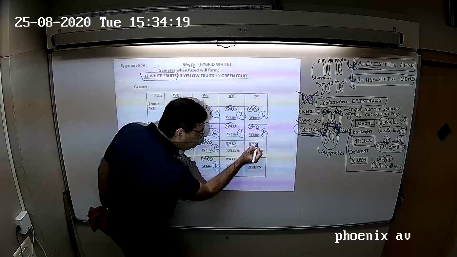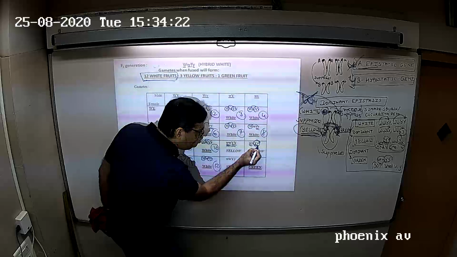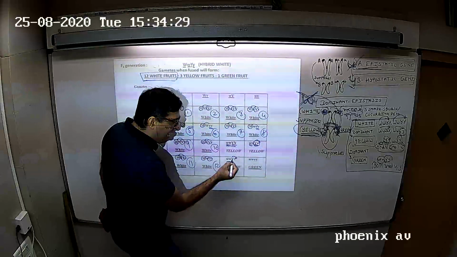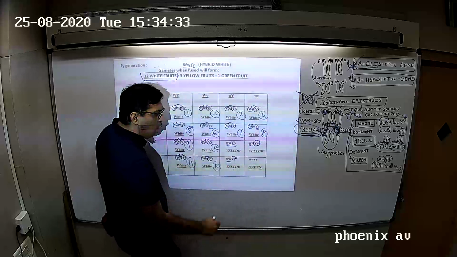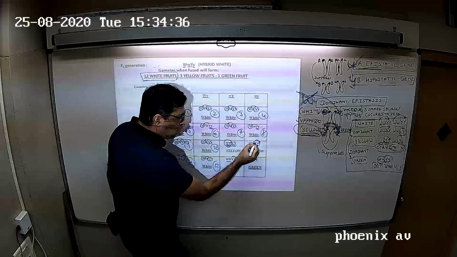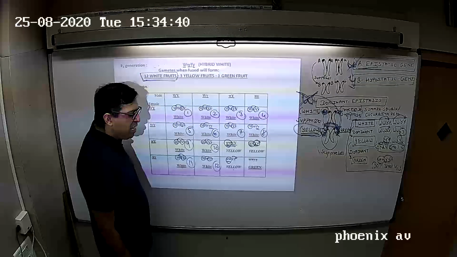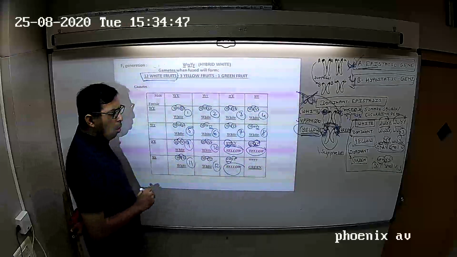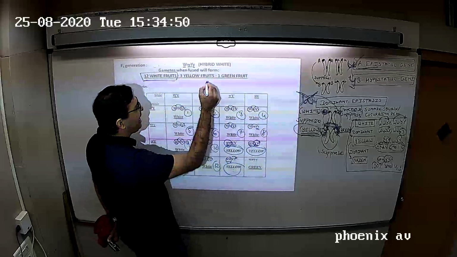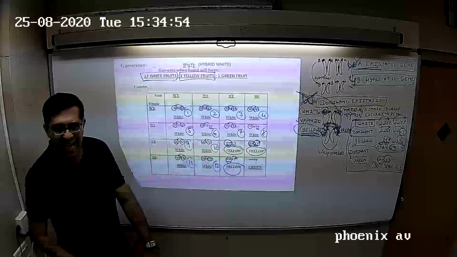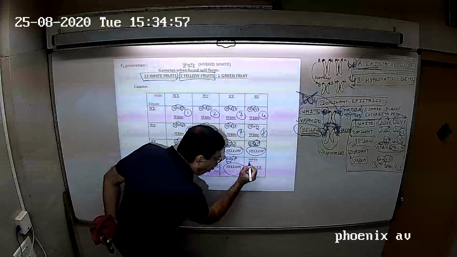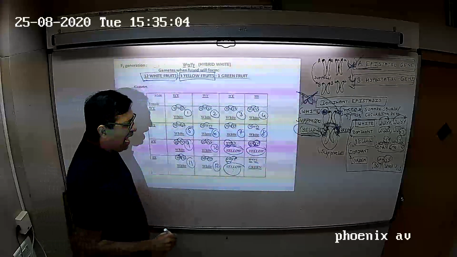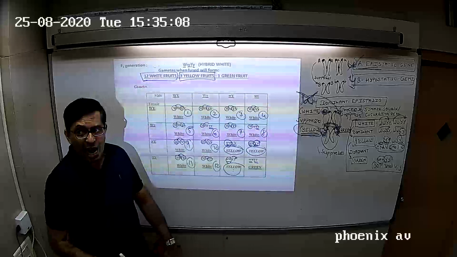And small w, capital Y, small y, again capital Y will become dominant over small y, yellow. So, what will these three become? Yellow. So, we have 1, 2, and 3 yellow fruits. And one plant we get small w, small y, exactly like Mendel's diagram. And what will small w, small y become?